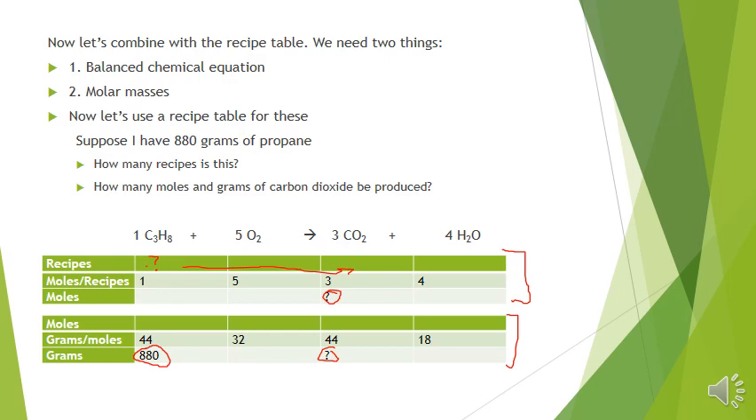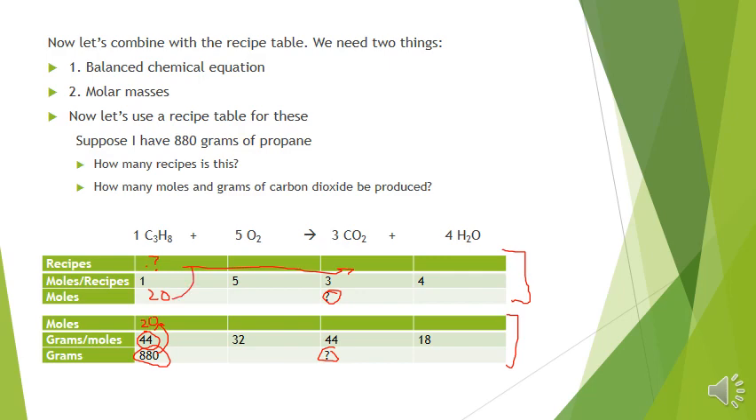880 grams of propane is. Okay. So each propane mole weighs 44, and I'm going to divide 880 into groups of 44, and I end up with 20 moles of propane. So bring that number up here into the recipe table.